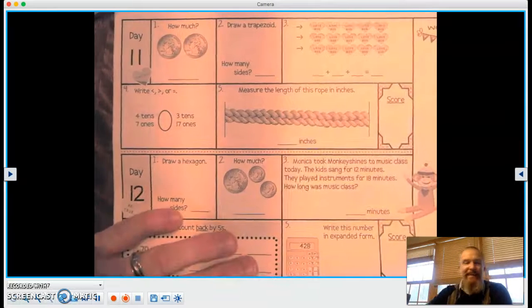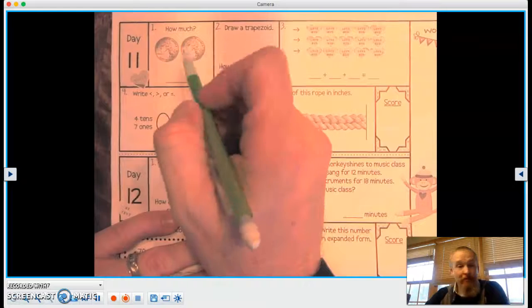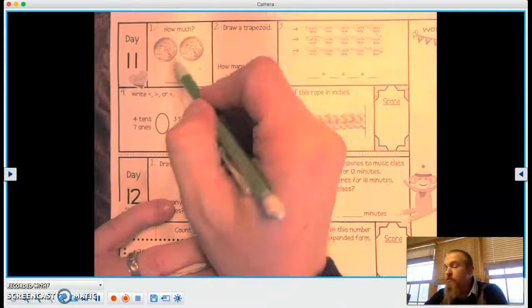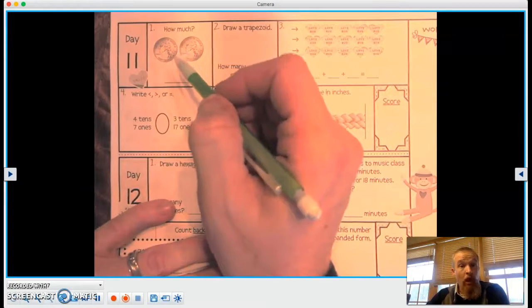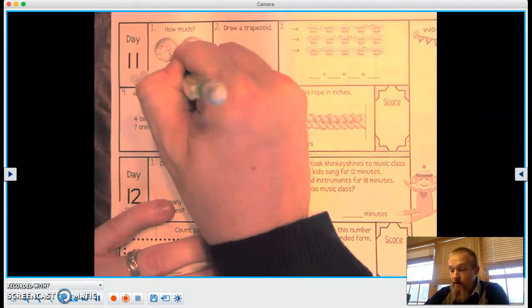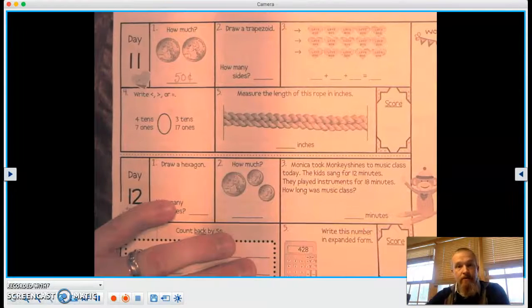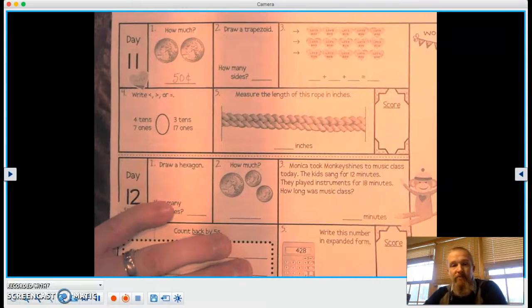Here we are, day 11 of our February daily math. So number 1 says how much? Well, it looks like we have 2 quarters. That would be 25 and 25, so that would be 50 cents.